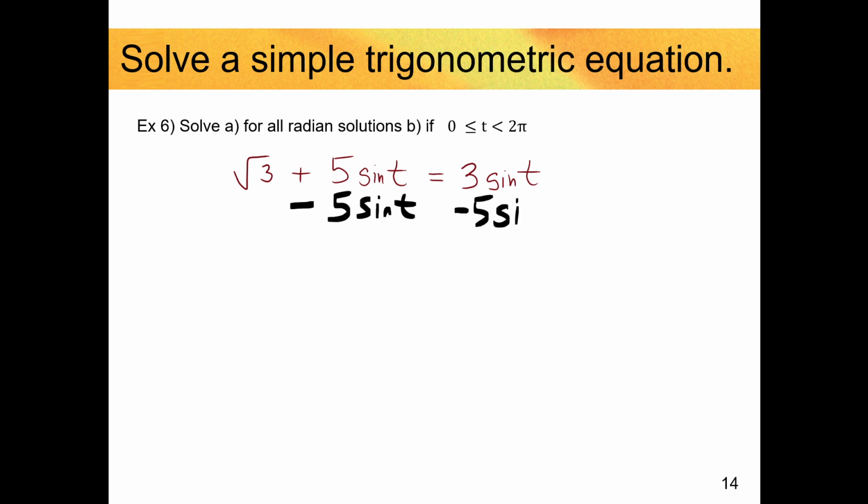Yeah, you're going the other way, and that's why it keeps it positive. Yeah, that's fine. Either way is just fine here.